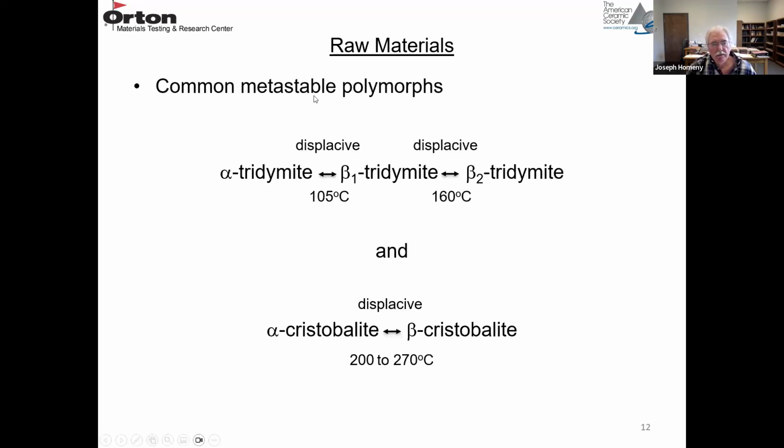So there's also metastable polymorphs. If you're forming beta 2 tridymite at high temperatures and you cool it down, theoretically it goes to beta 1 tridymite and alpha tridymite, but it could be metastable. It may not take place. And the same thing here with cristobalite. If you're at high temperature, you have beta cristobalite and you cool it down back to room temperature, it may be metastable in the beta cristobalite form. It may not transform.